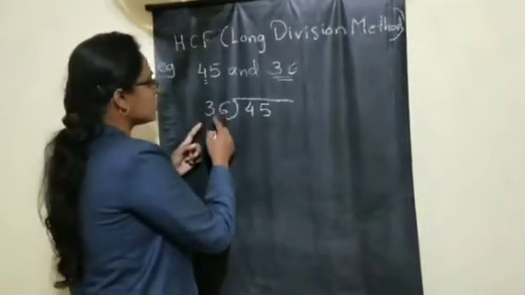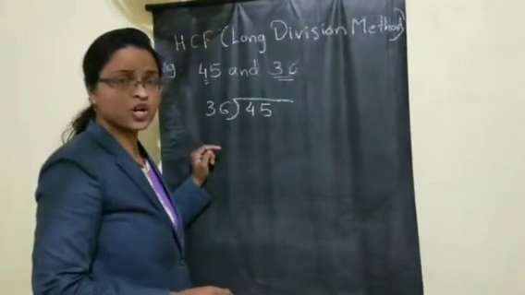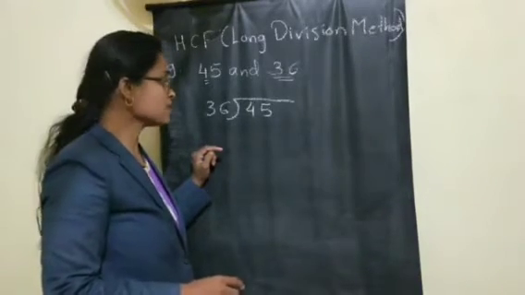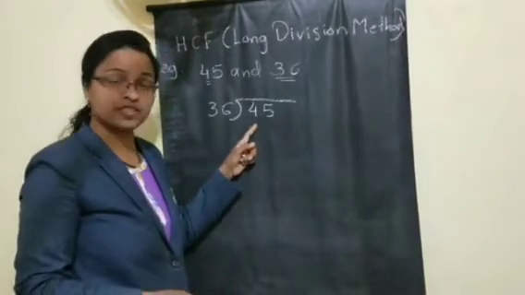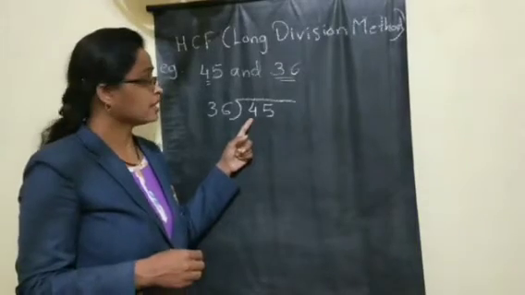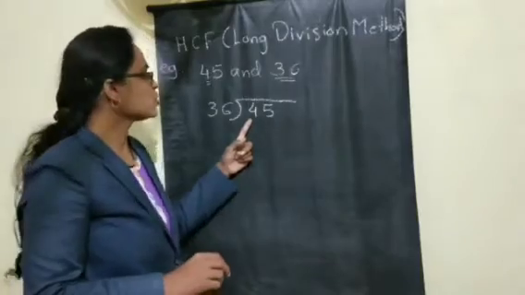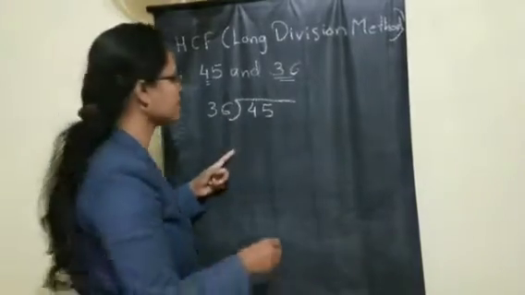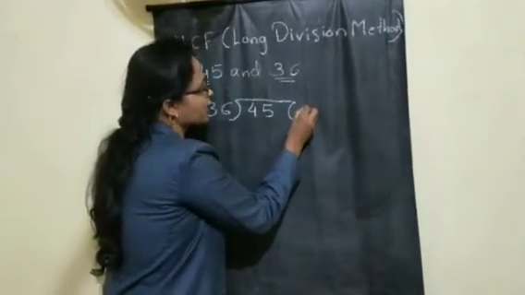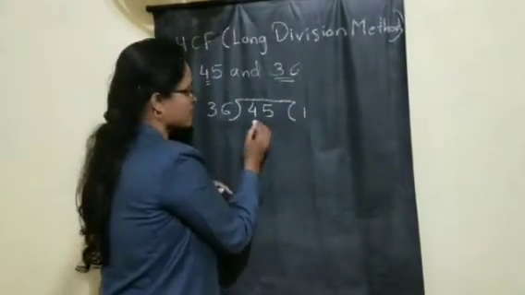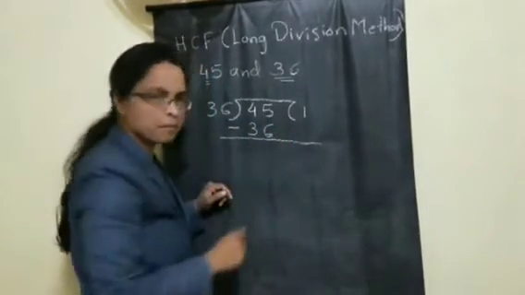Now, is 45 present in the table of 36? No. 36 twos, how much? 36 twos are 72, and 72 is a bigger number. We cannot take that, because we always require a number smaller than the dividend or exactly that number. So let us take 36 ones are 36. Now, always write the quotient here on the right side. So 36 ones are 36, and in the division we have to do the minus.